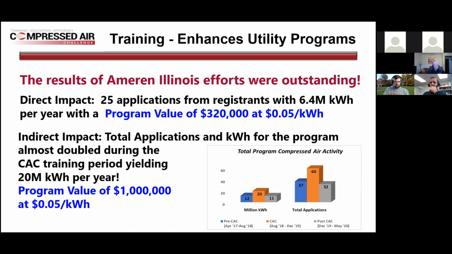This is just the activity that they had. The direct applications were 25 applications from there at 6.4 million kilowatt hours. And you can see the value of the program there. The other one that was really astounding was the indirect impact. This shows the impact of both kilowatts and the applications they had both prior to and after the Compressed Air Challenge. If you look at the little graph there, the orange is when they were doing the training and the email blasts, and the other is historical, just prior to and just after. So again, it was a big boost.